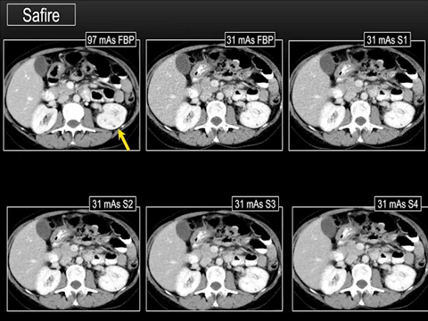And here's an example in Sapphire. So we have this patient who was scanned with 2 different dose levels, 97 and 31 mAs. And these were reconstructed with filtered back projection. So image noise goes up in the liver, and you have poor visibility of the small structures over here.